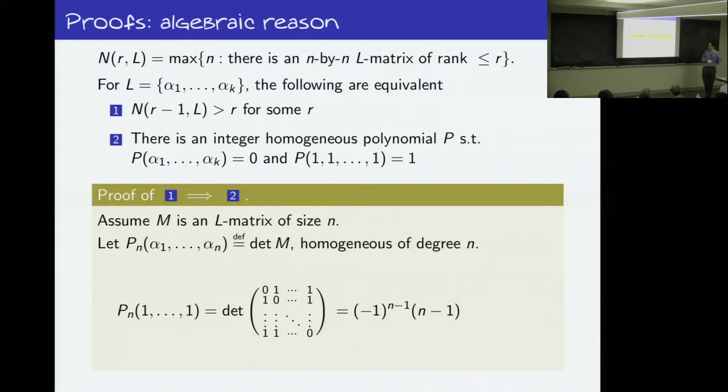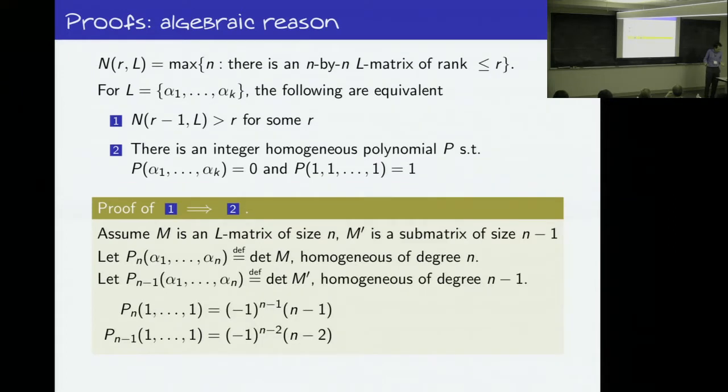So what I'll do, I'll just delete the last row, last column, and do the same operation to that matrix. So again, I look at its determinant. I'll get another polynomial with exactly similar properties. It will vanish at alpha 1, alpha 2, alpha k, and if I plug in 1s, it will be equal to some different value again, which is just replacing n by n-1.